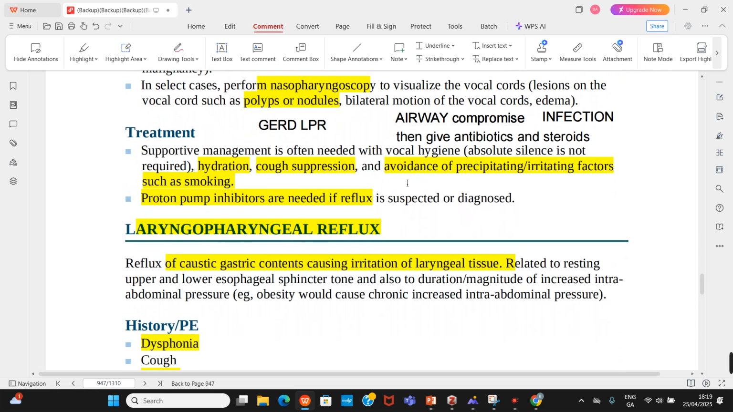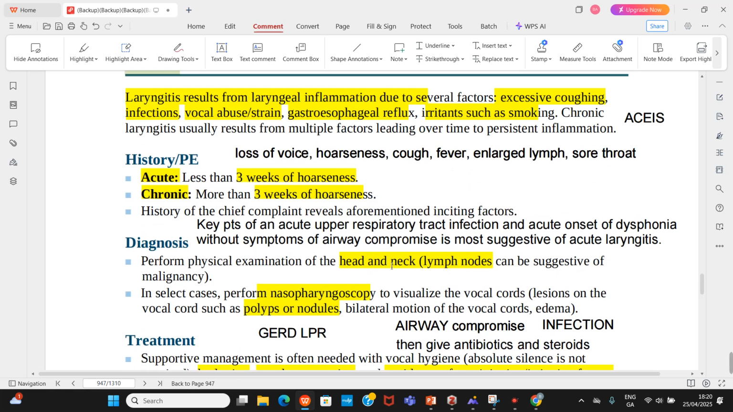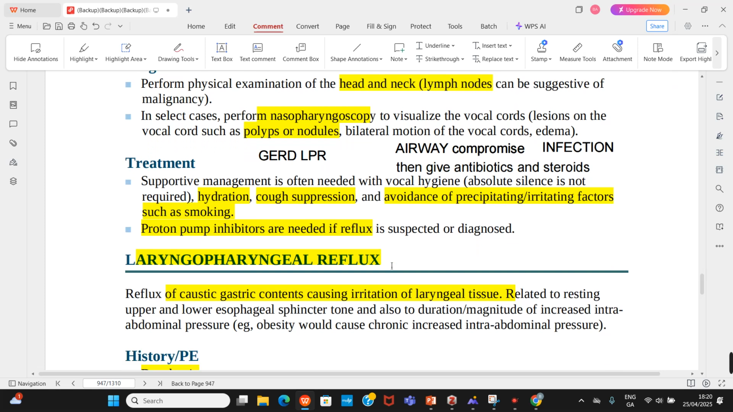Supportive treatment is usually the mainstay. You encourage them to reduce their vocal use, but it's not that they have to go silent. Encourage hydration, cough suppression, and avoidance of irritating factors such as smoking. If they have GERD, you have to give PPIs to reduce the reflux.